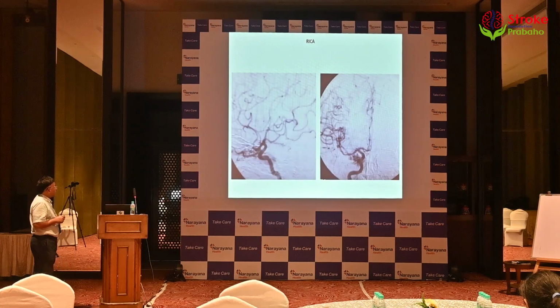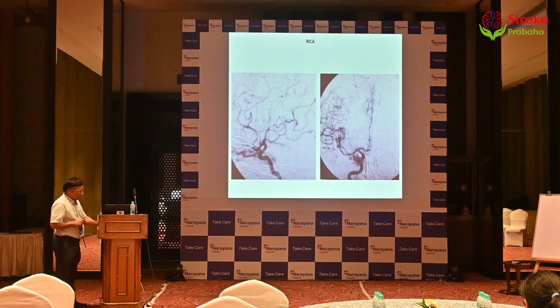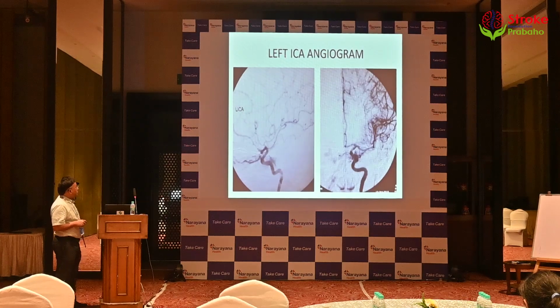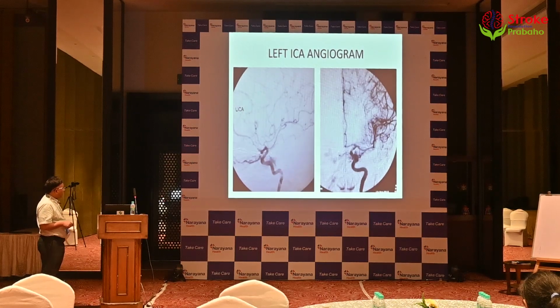So this is the DSA, right ICA injection, and we can see there is filling of the cavernous sinus. Possibly it is filling through some of the dural branches of the ICA. This is the AP view. We can see the filling of the cavernous sinus. No exact fistula is identified, but possibly it is filling from the dural branches of the ICA. This is the left side. Again, we can see the filling of the cavernous sinus. And on the opposite side, through the intercavernous connection, the opposite cavernous sinus is also filling.